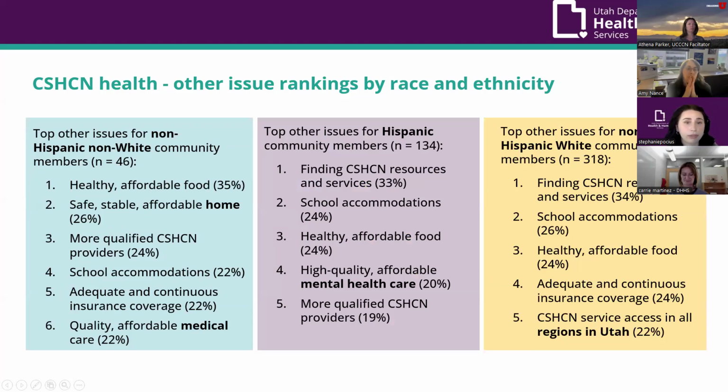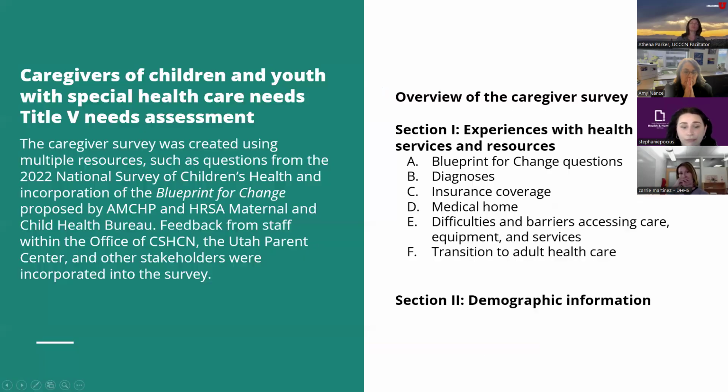Rankings differed slightly between racial and ethnic groups. Non-Hispanic, non-white community members prioritized healthy food, safe and affordable housing, and quality affordable medical care. Hispanic community members prioritized mental health care, and non-Hispanic white community members prioritized SHIN services in all regions in Utah. So given the community and provider results, there's a need to continue focusing on medical home and using medical home as one of the main national performance measures for SHIN in Utah.